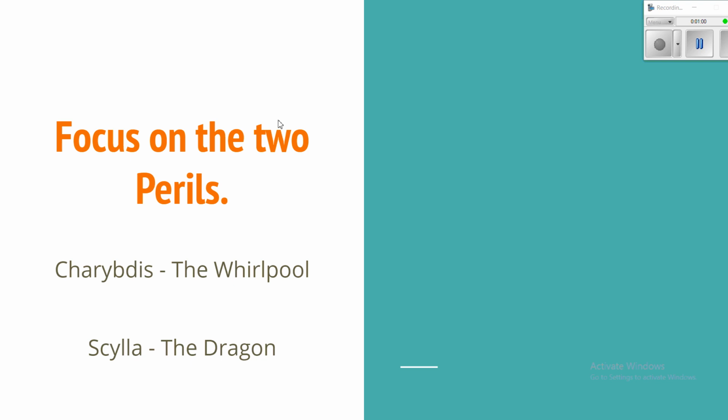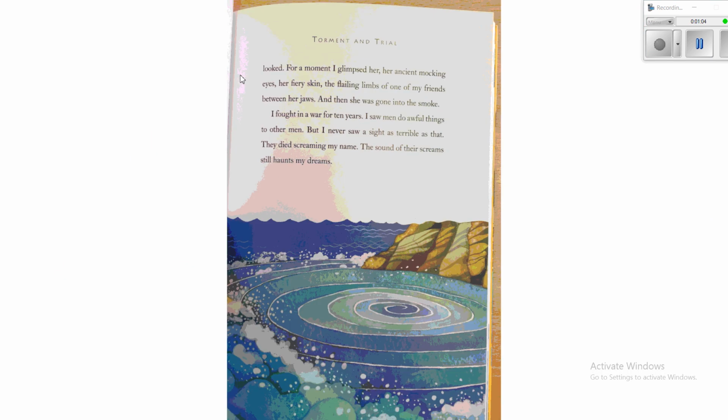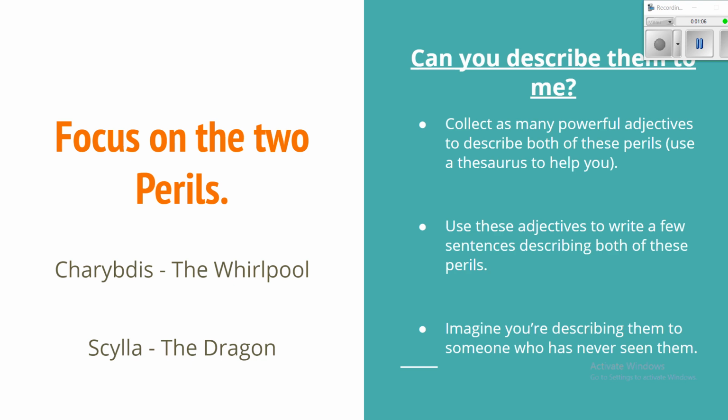And then what I want you to do as you're thinking about these, maybe looking at the images that are in the book before, is think if you can describe them to me. First of all, collect as many powerful adjectives as you can to describe both these perils. You can get loads and loads of adjectives and collect them up. Use any word banks that were made previously. Use thesauruses to help you, definitely.